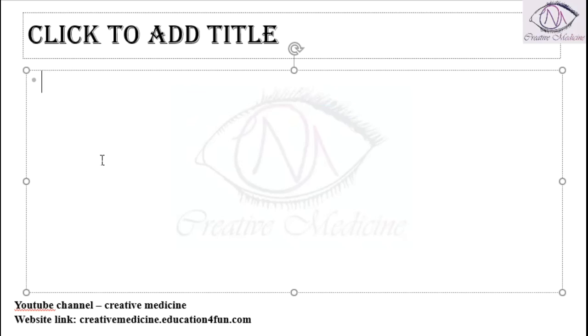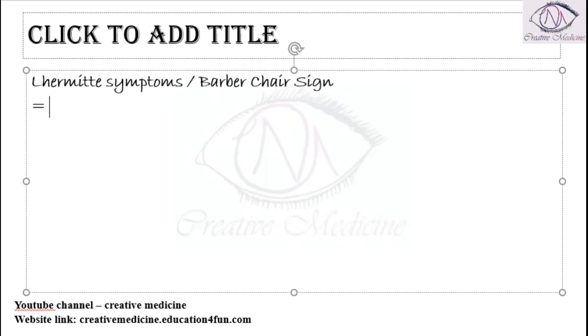Then the next one is Lhermitte symptoms, which are seen in the patient. Lhermitte symptoms are also called the barber chair sign. In Lhermitte symptoms or barber chair sign, an ectopic impulse is developed along a nerve root. Okay, so that is Lhermitte's sign or Lhermitte's symptoms.